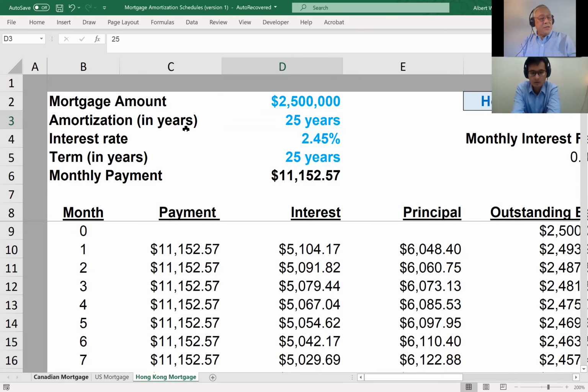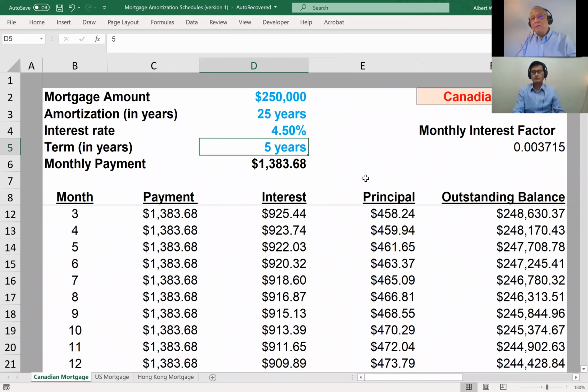Okay, so that's the basic calculations that we need to know about. And as I said, in the next couple of episodes, we're going to talk about ways that you can improve on the payments that you make, and you can actually pay off your mortgage a little bit earlier. Okay. That is very important.